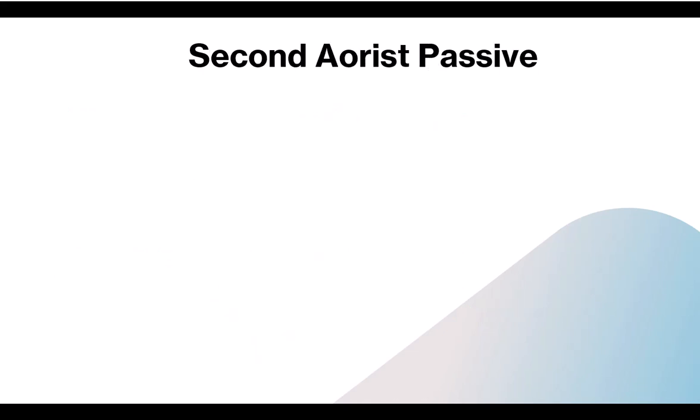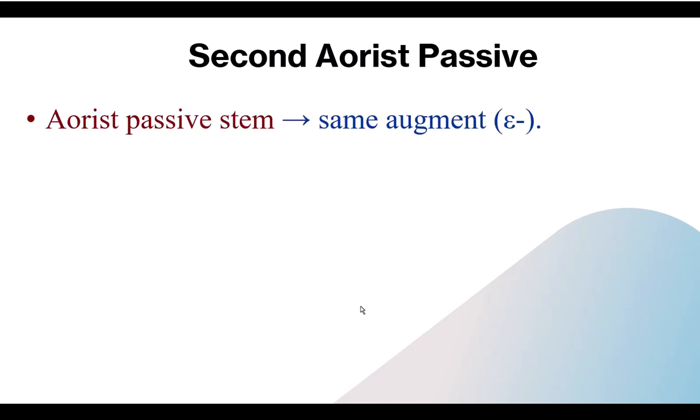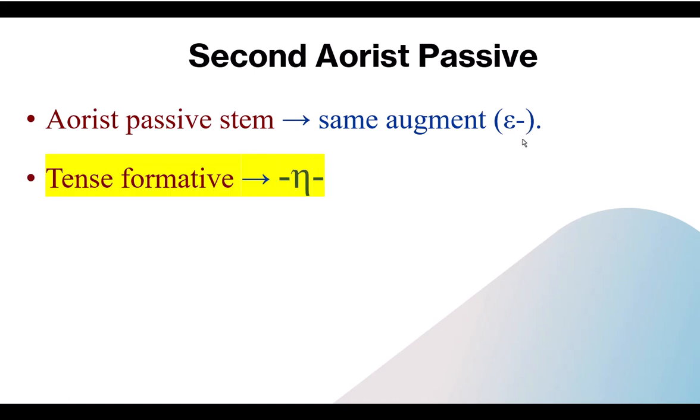Let's take a look at the second aorist passive. So it has the same augment, the epsilon or the lengthened vowel for a verb that begins with a vowel. The tense formative is different. Rather than being the, it's just an eta by itself.